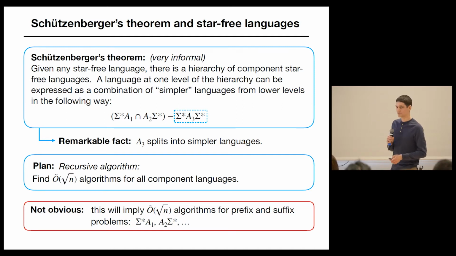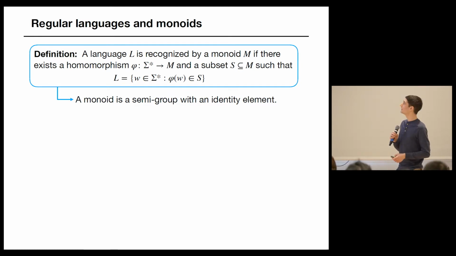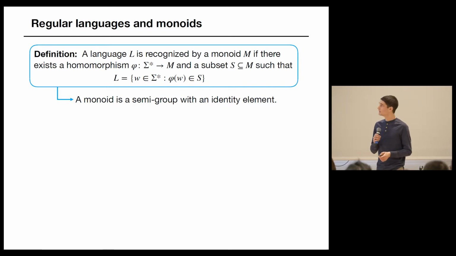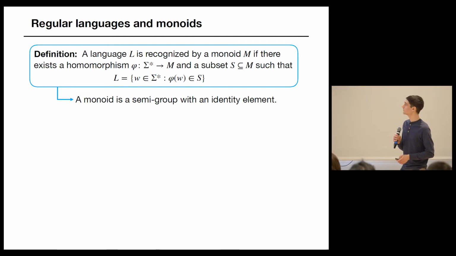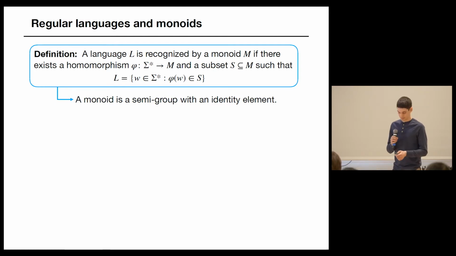And it's going to involve this algebraic characterization of regular languages that I mentioned earlier. So it requires a bit of a definition here. A language L is recognized by some monoid, M, if there exists a homomorphism from the set of words to this monoid and a subset S of the monoid, such that your language is equal to all of the words that your homomorphism maps to that set S. Okay, that's sort of a mouthful and maybe hard to internalize at first.